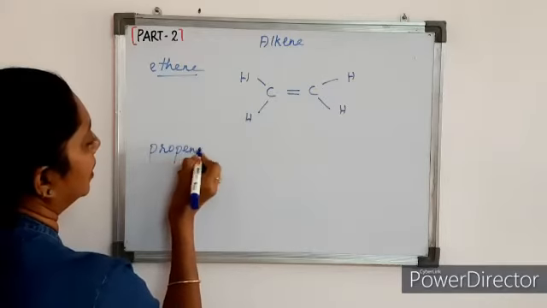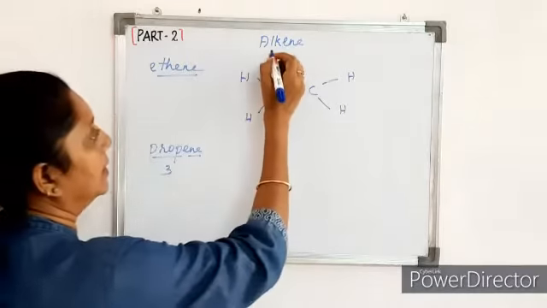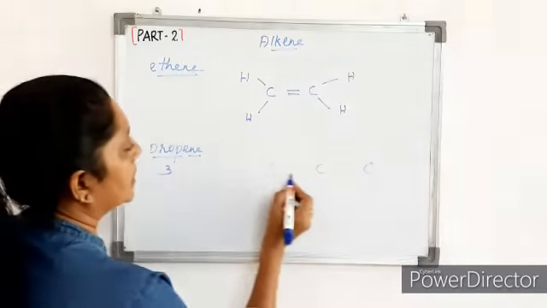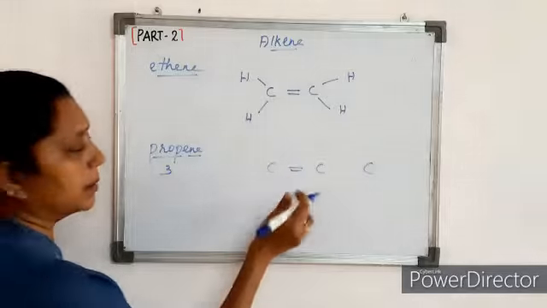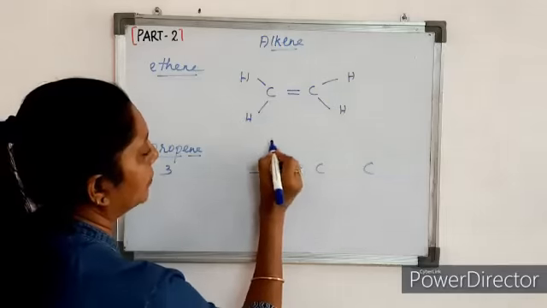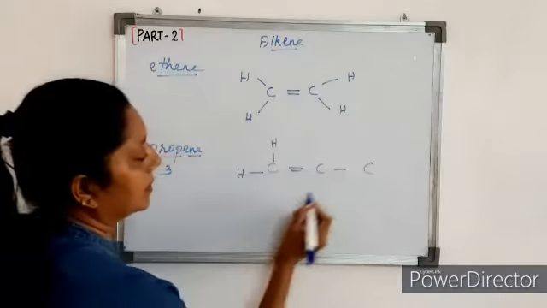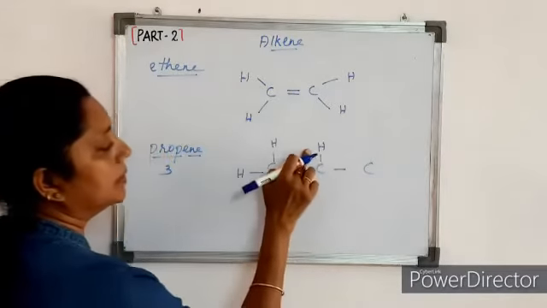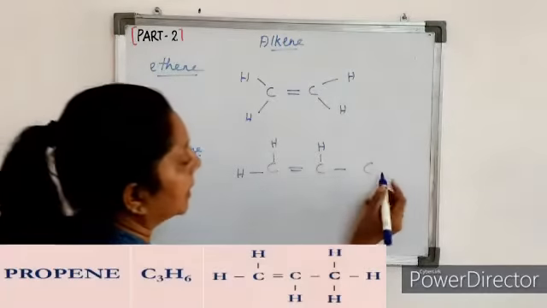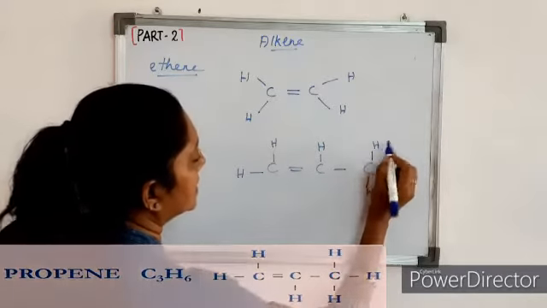For propene, how many carbon atoms? Prop means 3, and ENE because it is an alkene. So 1, 2 and 3 carbon atoms, then a double bond between 2 carbon atoms. 1, 2, 2 valencies completed. So 3 and 4, in this way. 1, 2, 3, 1 valency. 1, 2, 3 and 4. 1 valency with a carbon atom, 2, 3 and 4. This is the structure for propene.